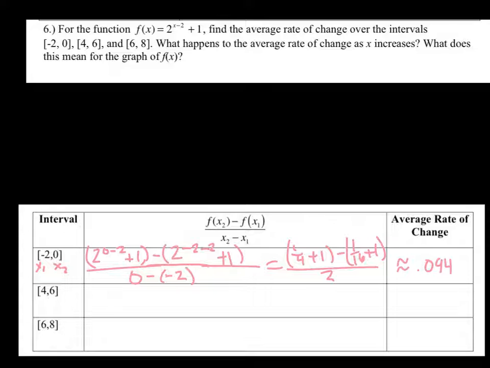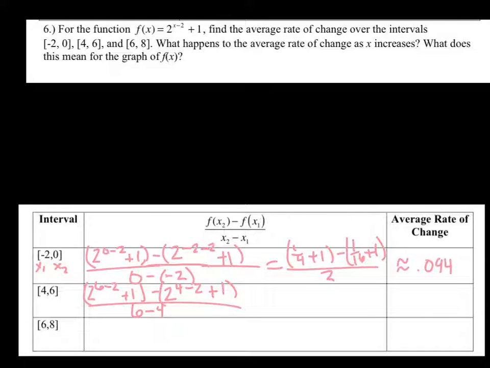Either way is acceptable. Then you would do the same thing for 4 to 6. You can flip them too, as long as you keep it consistent. You can do x sub 1 minus x sub 2 as long as you do it on the top and bottom. It's just like when you found the slope in Algebra 1 for a constant function. Just keep it consistent. But we'll keep it with x sub 2 since that is our formula. So 2 to the power of 6 minus 2 plus 1, minus 2 to the power of 4 minus 2 plus 1, all over 6 minus 4.